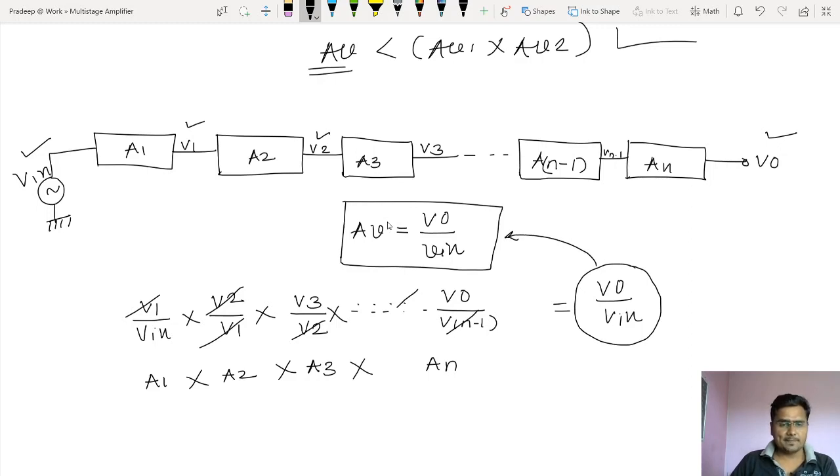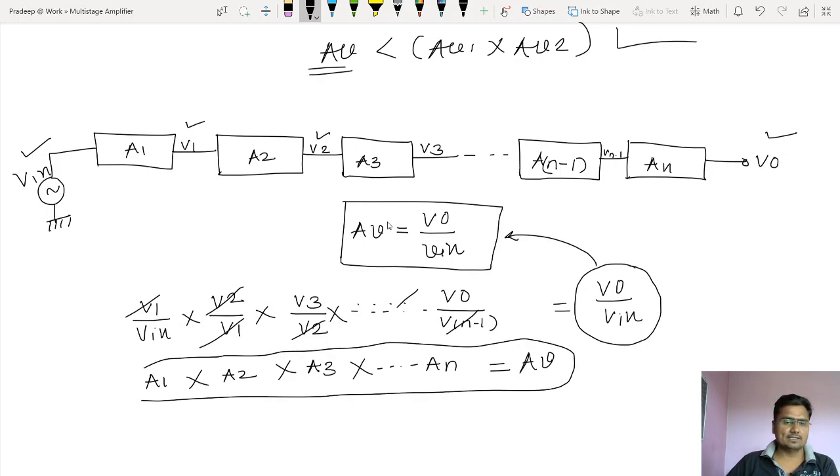So that's why A1 multiplied by A2 multiplied by A3 multiplied by An is finally nothing but the voltage gain of the complete amplifier. Look at this. That's why I said we'll discuss it later on. Right? So here what I can conclude is that the total gain of a multi-stage amplifier is the product of the gains of each stage. So this is the gain I have written in VO by Vin form.